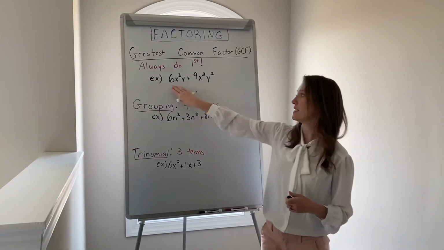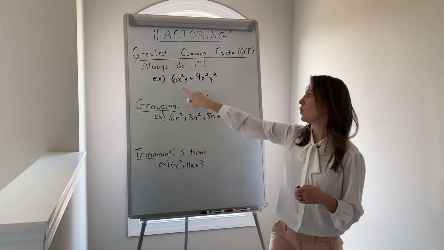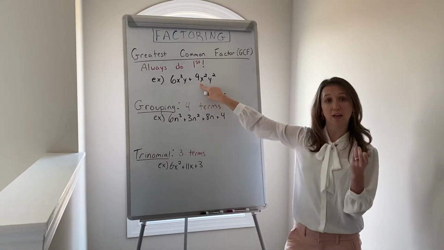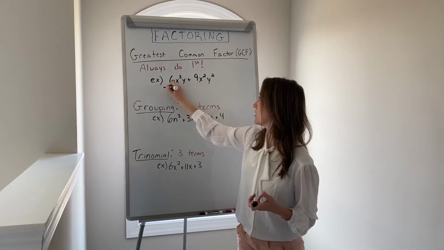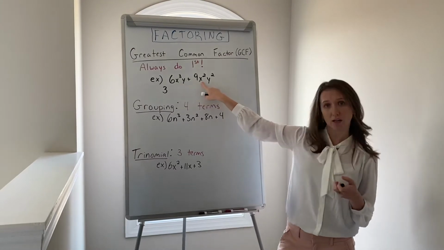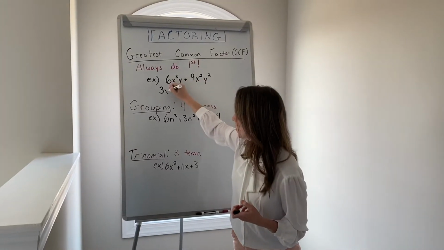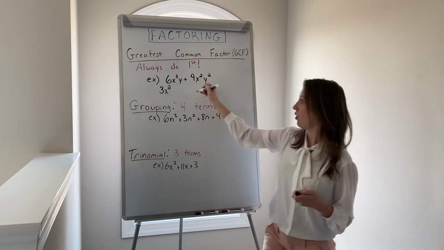So if we are given this and we're asked to factor it, we want to find what they have in common. So if we have a 6 and a 9, the biggest factor that they have in common would be a 3. So we'll take out a 3. Then we look at our x's. We have x to the third and x squared. So we can take out x squared from both of them. And then we look at our y's and we can take out a y from both.